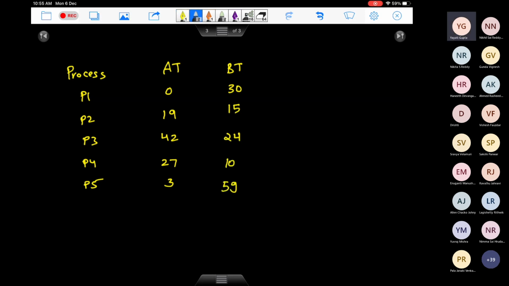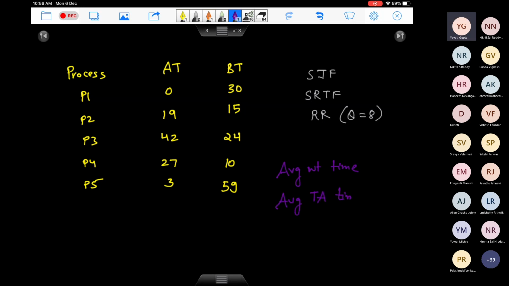All right. So we want shortest job first, shortest remaining time first, and round robin algorithm with time quantum 8 time units, and compute the average waiting time and the average turnaround time. So we have revised the definitions of all these. So I'll give you some time, go ahead and solve it. If you are confused anywhere, you can ask me. Otherwise, compute these metrics and give me your answer in the chat window.